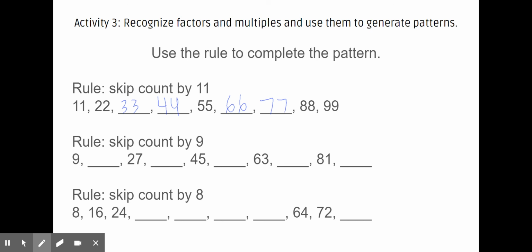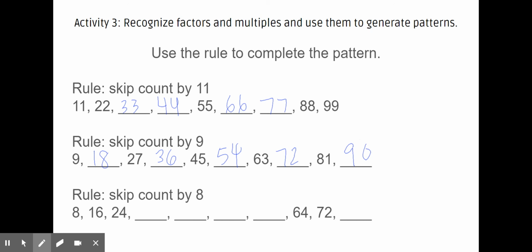Next one says skip count by 9. And so that's kind of like listing multiples of 9. So we have 9, which is 9 times 1, and then 18, which is 9 times 2, then 27, which is 9 times 3, then 9 times 4, 36, 9 times 5, 45, 9 times 6, 54, 9 times 7, 63, 9 times 8, 72, 9 times 9, 81, 9 times 10, 90. We've skip counted by nines.